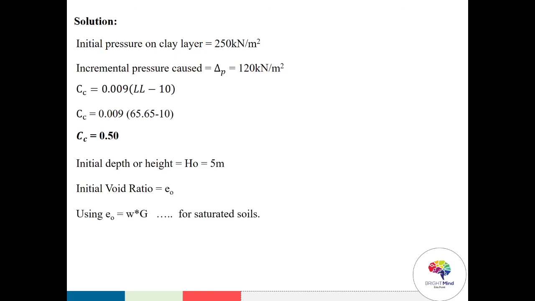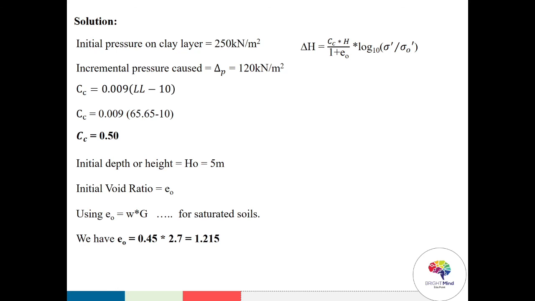So therefore, for completely saturated soil, the initial void ratio e naught can be computed using the expression W into G upon S. For saturated soil, S value is 1. So the expression can be written as e naught is equal to W into G. Substituting the values, we'll get the value of initial void ratio as 1.215.